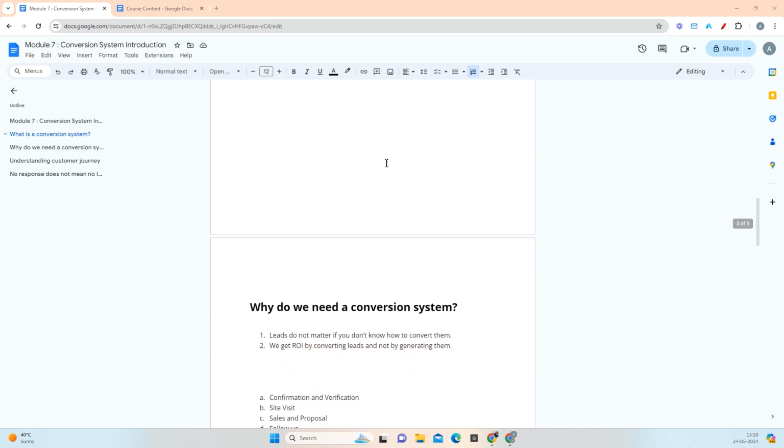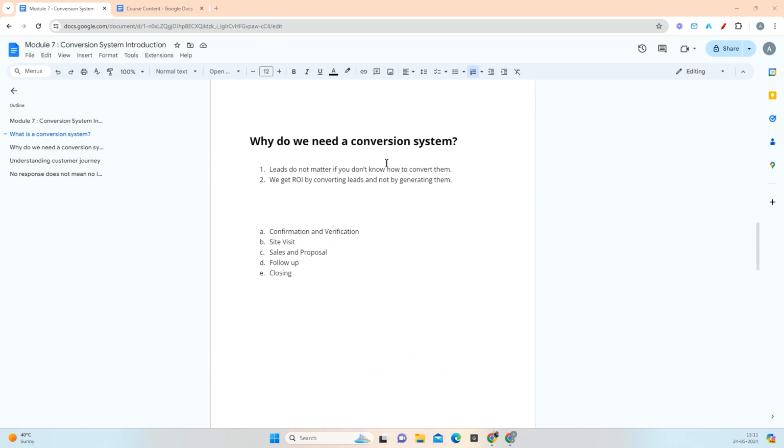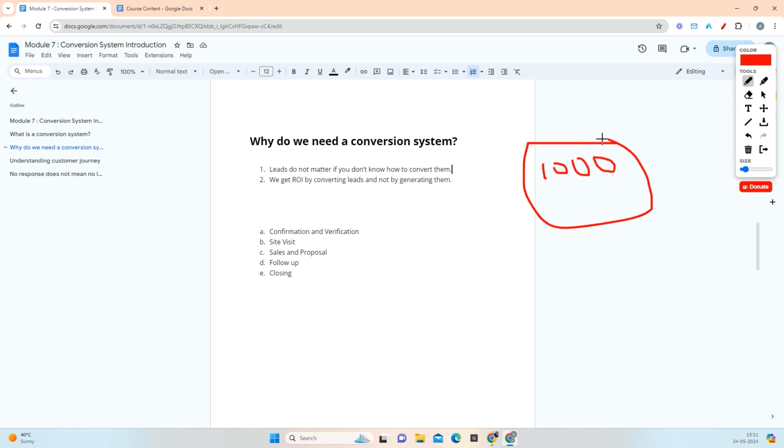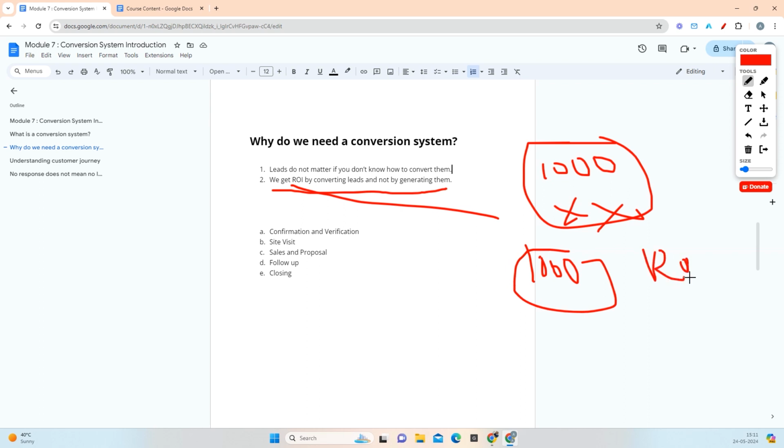Now let us talk a little bit about why we need a convergence system. Okay, the first point is leads don't matter if you don't know how to convert them. As in, let's say even if you generate 1,000 leads for your business, and you don't convert any of them, then that is not going to matter. Second thing is we get an ROI by converting leads and not by generating them. So if you generate 1,000 leads, you don't get an ROI of anything. You get your return on investment by actually converting leads.